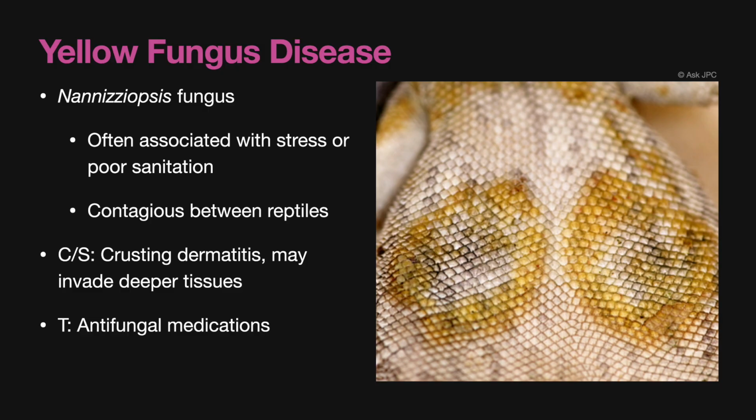Yellow fungus disease is caused by Nannizziopsis fungi species. Usually these infections develop due to stress or poor sanitation. Once it develops, it is contagious between reptiles. Clinical signs include crusting dermatitis that may invade into the deeper tissues. Treatment involves antifungal medications.